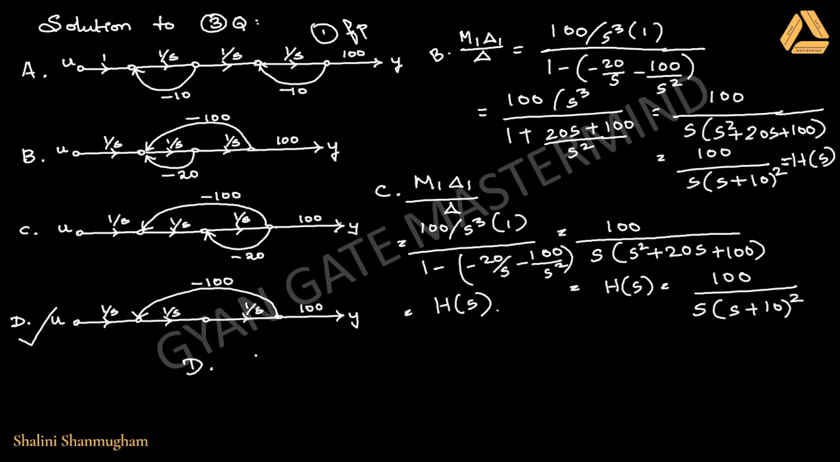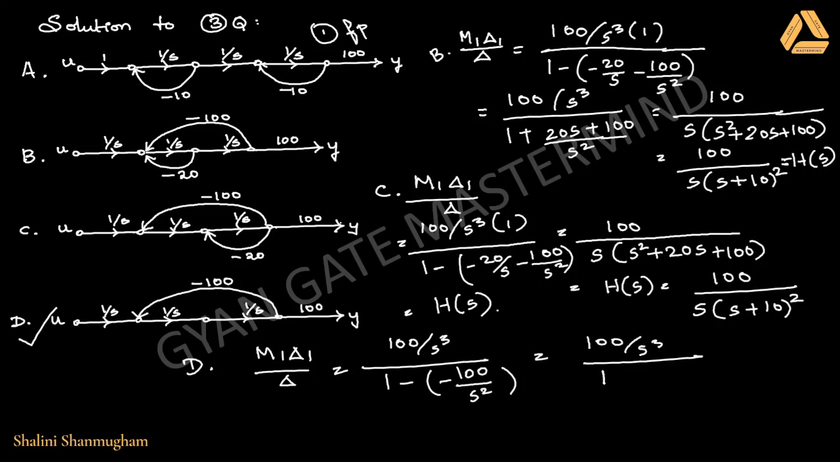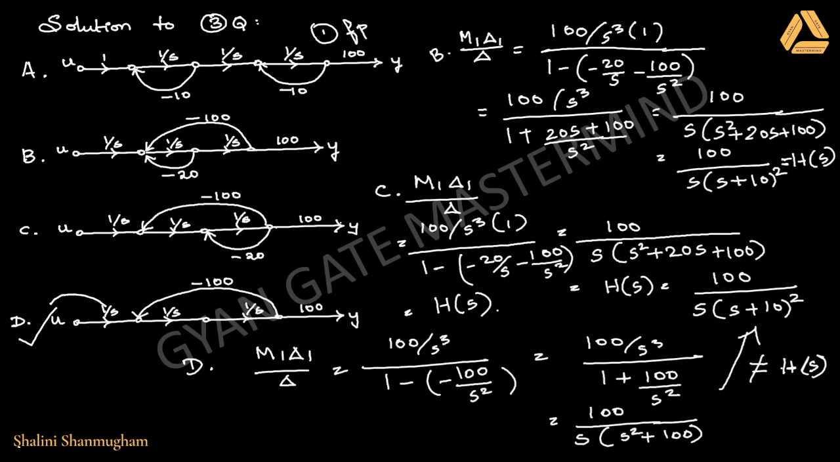We'll check it once again. M1 by del 1 by del. We'll check whether it satisfies or not. M1 is given by 100 by s cube by 1 minus minus 100 by s square. So there is only one loop, 100 by s cube divided by 1 plus 100 by s square, which is 100 by s into s square plus 100, which does not match with this. So D is the one which doesn't match with the given block diagram. Thank you.